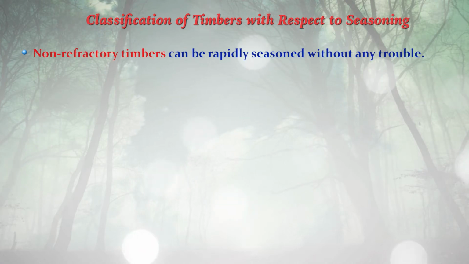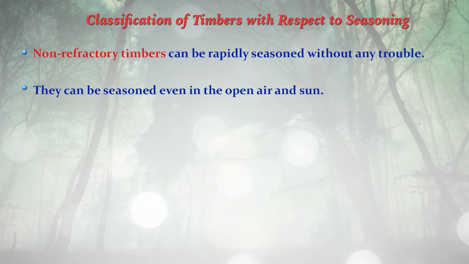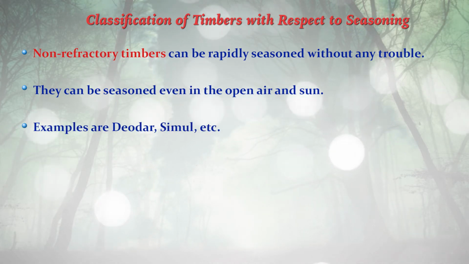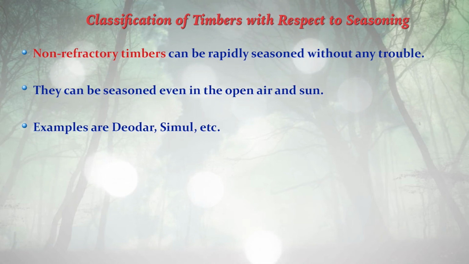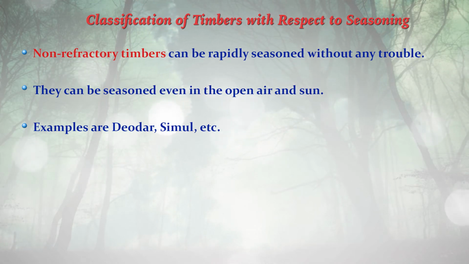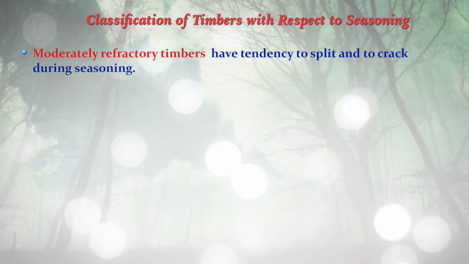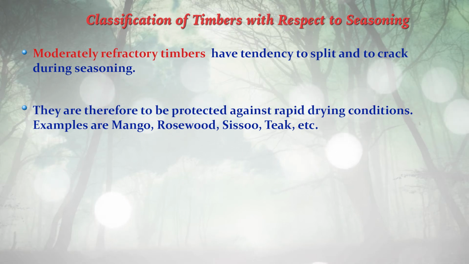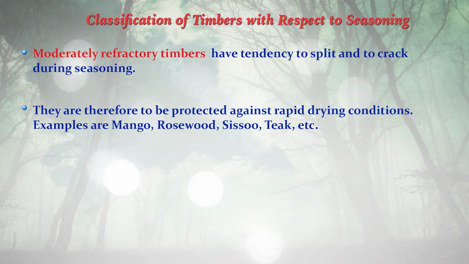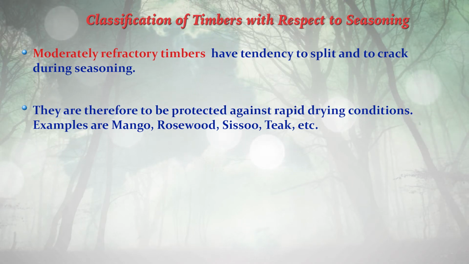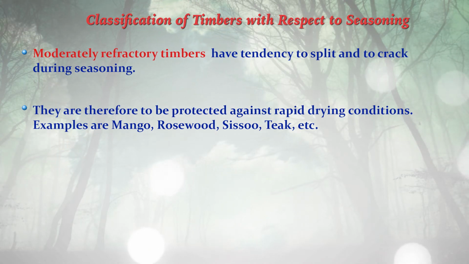Non-refractory timbers can be rapidly seasoned without any trouble. They can be seasoned even in the open air and sun. For example, Deodar, Semul, etc. These are examples of non-refractory timbers. Now, let's take moderately refractory timbers. These timbers have a tendency to split and crack during seasoning. They are therefore to be protected against rapid drying conditions. Examples of such timbers are mango, rosewood, sisu, teak, etc.